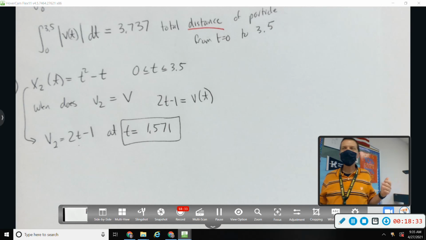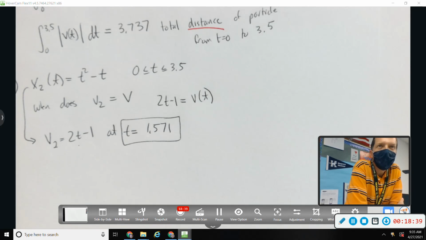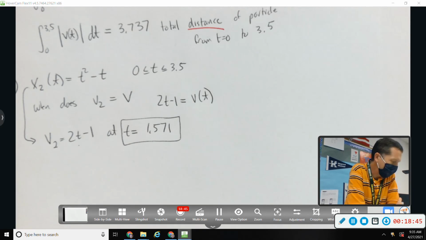I don't want to say that's an easy problem, but as far as FRQs go, I feel like that's pretty straightforward. I would hope everybody gets 7, 8, 9 of those points. That's a good problem to rack up the points on.